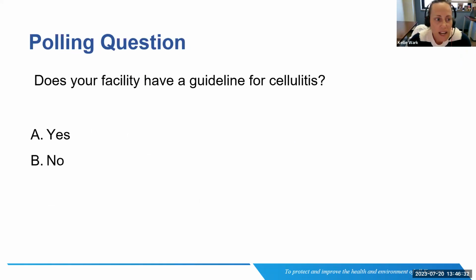So we're hitting on a poll question, and if the poll doesn't pop, you can feel free to put it in the chat. This is really just more for information. It's not a right or wrong answer, but does your facility have a guideline for cellulitis? Yes or no. There, it popped up.